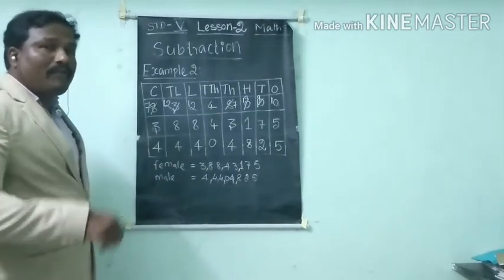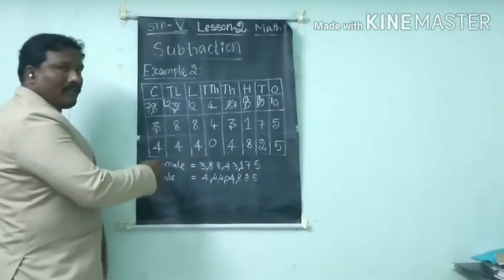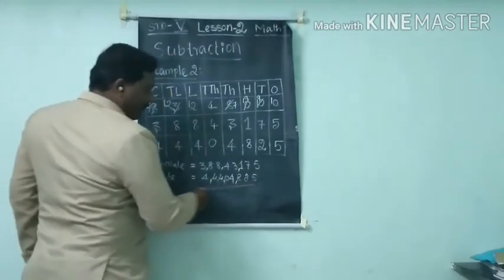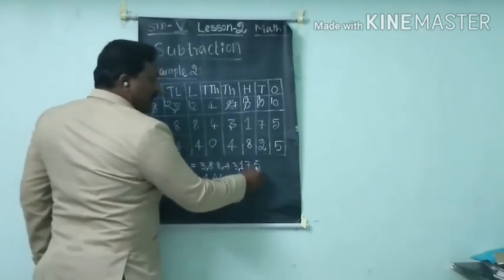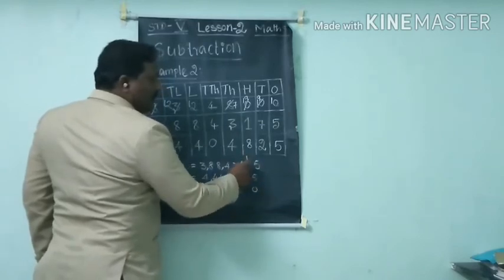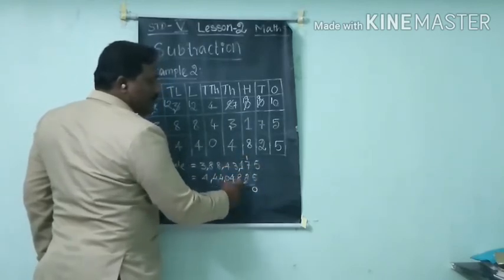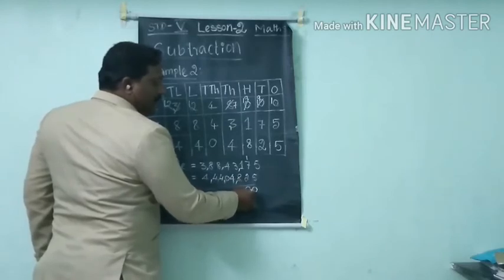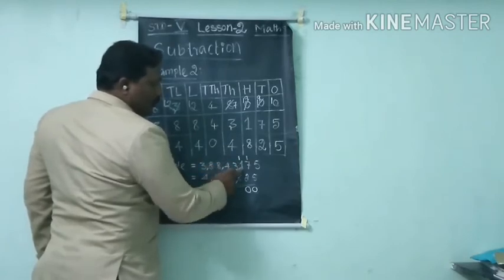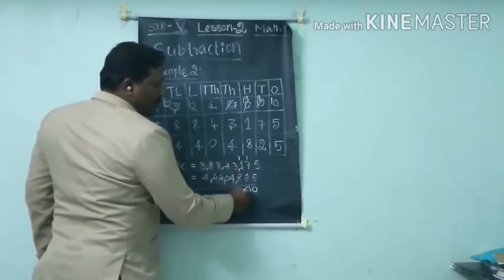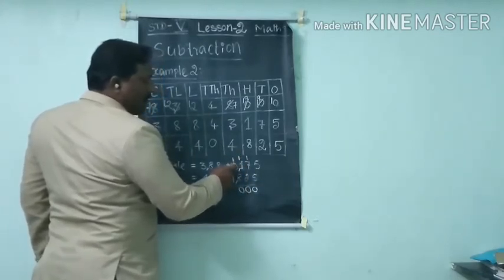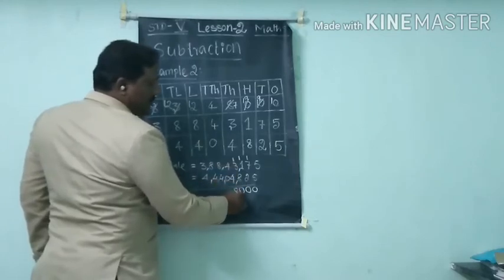Now we found it out. We will check if it is right or wrong. How to check? We will add. It's the female count, it's the male count. 5 plus 5, 10, 0, remainder 1. 7 plus 1, 8. 8 plus 2, 10. 10, 0, remainder 1. So 1 plus 1, 2. 2 plus 8, 10, 0, remainder 1. So 1 plus 3, 4. 4 plus 4, 8. Okay?